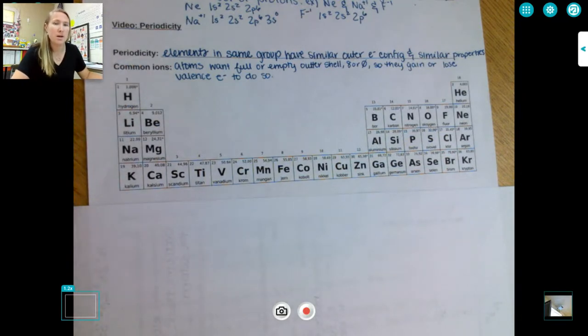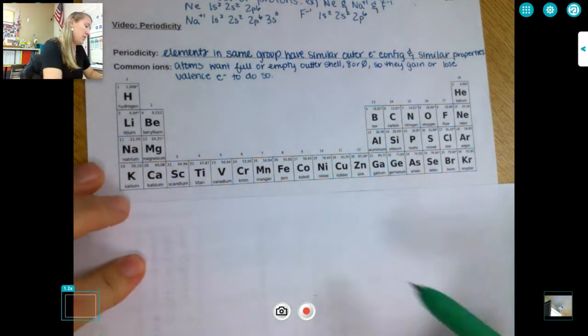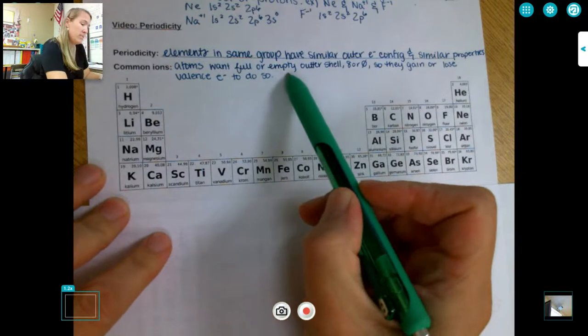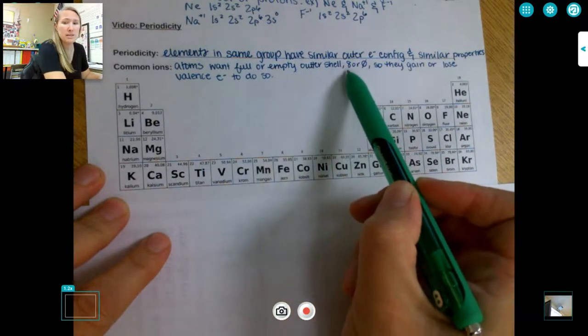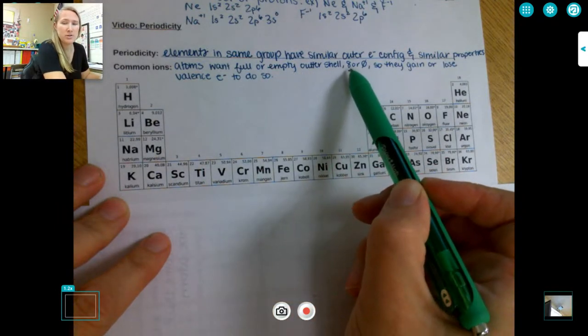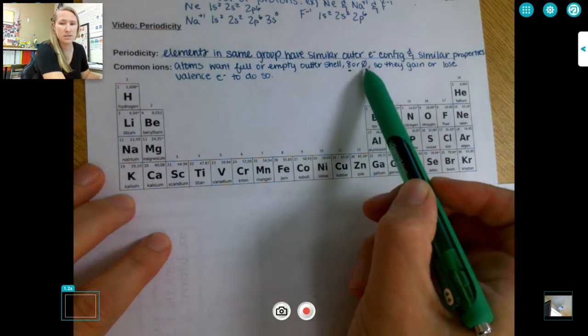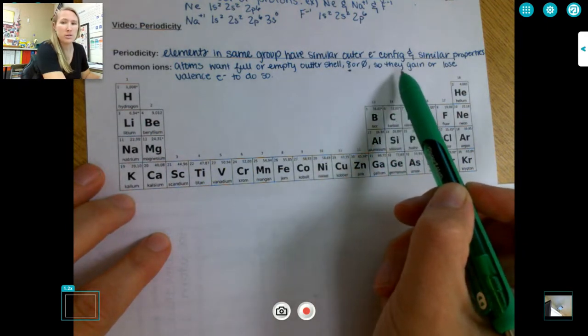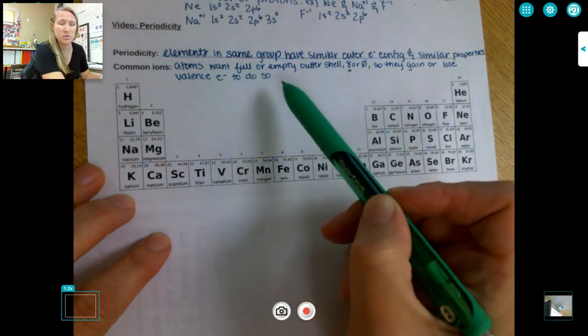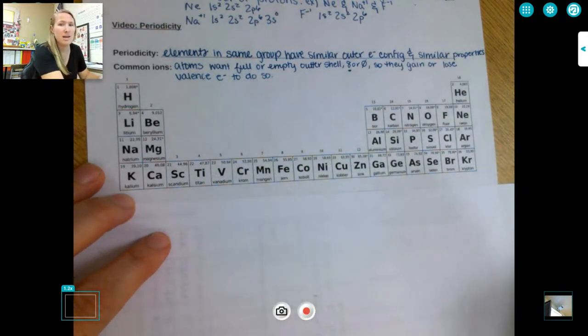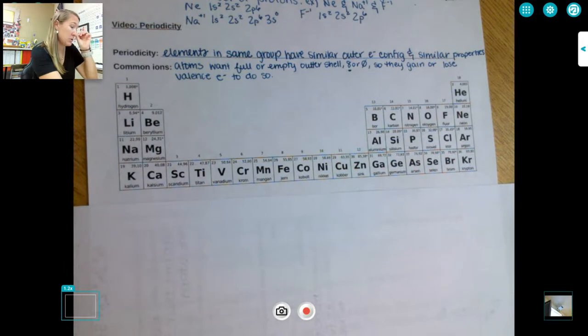periodic table. When we're looking at the periodic table, we can see that there are common ions based off of where electrons are in similar groups because of similar electron configurations. So we know that atoms want full or empty outer shells, which means they either want 8 electrons in their outer shell to have that octet, or 0. So they're going to gain or lose valence electrons to end up with a balanced outer shell, and that way they have all their electrons paired.